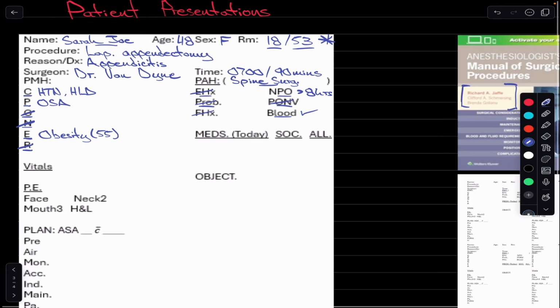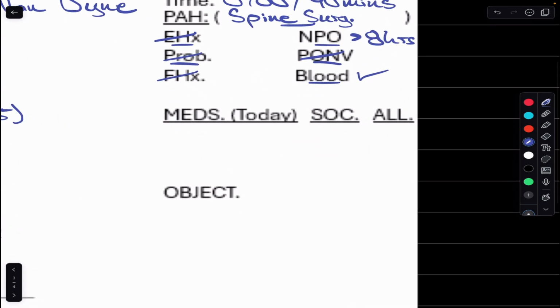I would then move into the meds section. So I would say, okay, what medications are you on? I would have already glanced through the medication list. And then I would say, which medication specifically did you take today? A big one is metoprolol, to make sure that they did take that on the day of surgery.